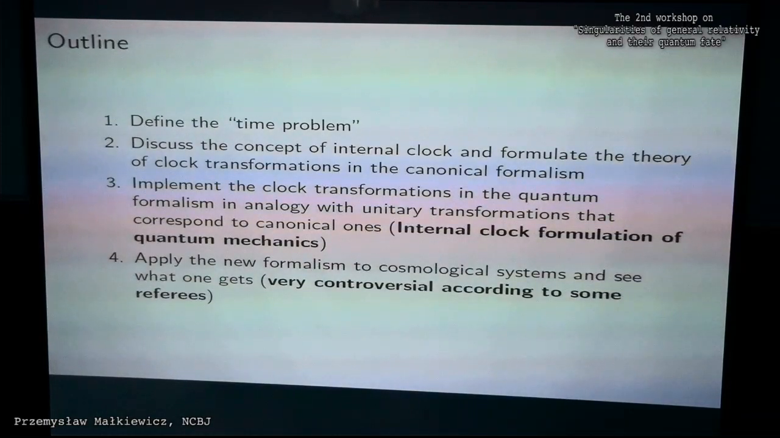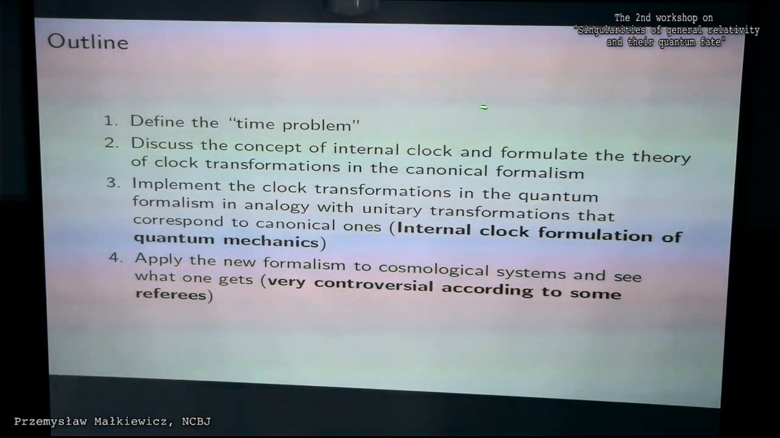So first I will start with a definition of the time problem, because there are many aspects and many perspectives, so I will take a very specific perspective on this problem. I will define it. Then I will discuss the concepts of internal clock and formulate the theory of transformations between different internal clocks in the canonical formalism. Then I will implement this theory in the quantum formalism, as canonical transformations are implemented, at least some of them, in terms of unitary transformations. And this formulation I will call internal clock formulation of quantum mechanics. And then I will apply this formalism to some well-known cosmological systems and see what one gets.